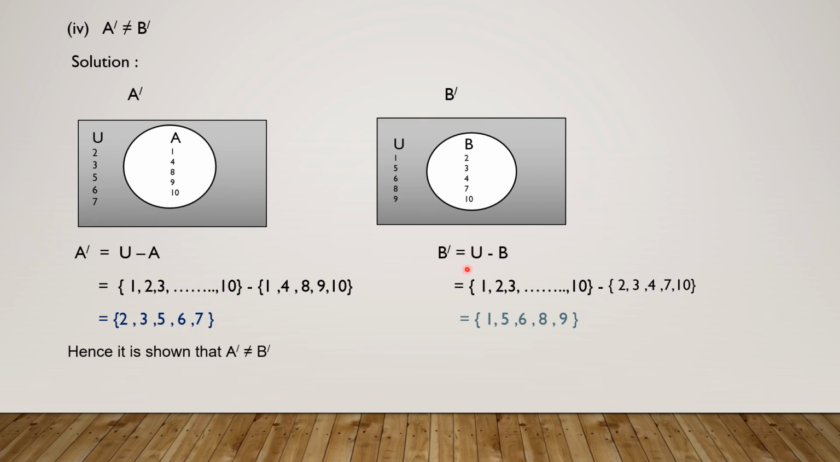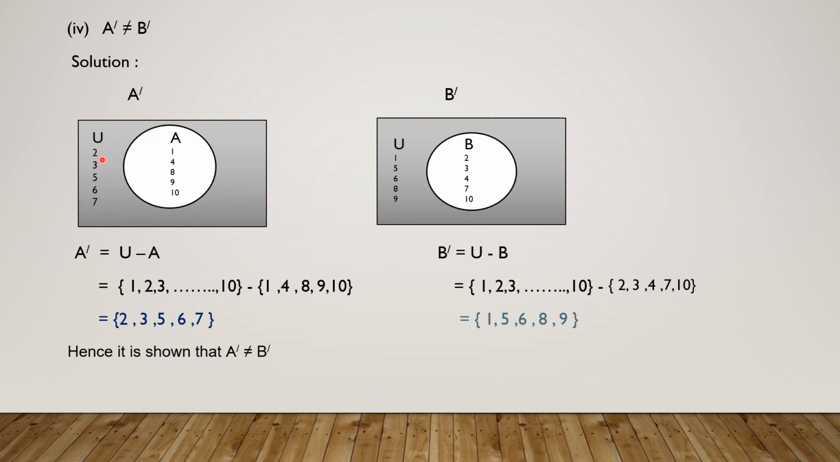In B complement, we will write U minus B, set U minus set B. So what will be answer? Elements of set U which are not 2, 3, 4, 7 and 10. Simply subtract these elements from this set and remaining is your answer 1, 5, 6, 8, 9. Look at A complement and B complement. Are they equal? 2, 3, 5, 6, 7 and this. These sets are not equal. Hence it is shown that A complement is not equal to B complement.